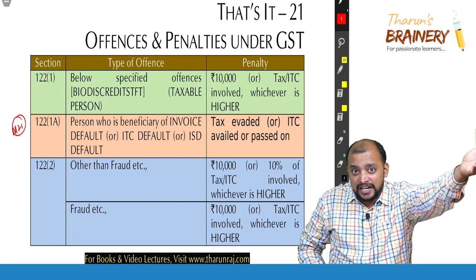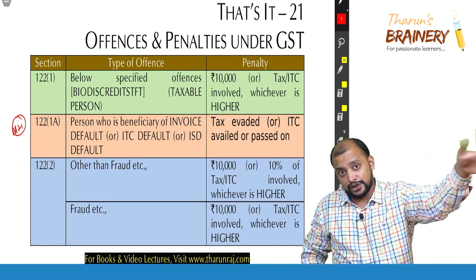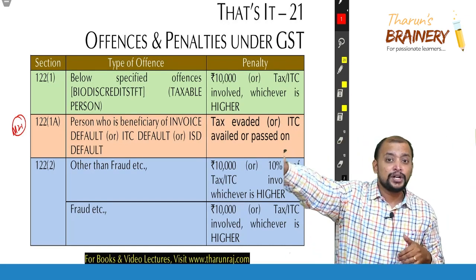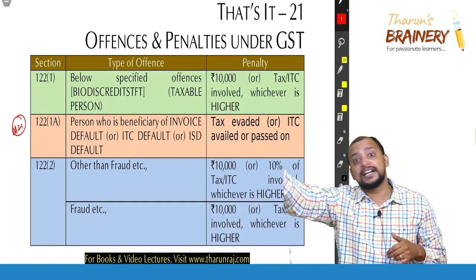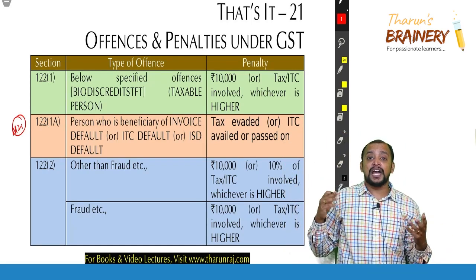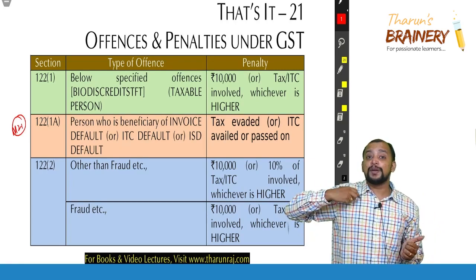See, I took 10 registrations. From 10 different people, I took their Aadhaar cards and I did the registration. Those 10 people will come under invoice default. The one who took the credit of 50 lakhs will come under ITC default. But I am escaping. I am the mastermind behind this entire game. Correct or not? So, therefore, I should be penalized.